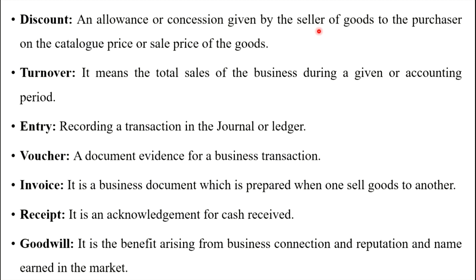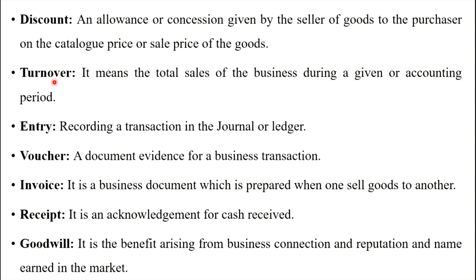Trade discount is an allowance given on catalog price of the goods. And remember one thing, trade discount does not appear in the books of account separately. Another discount is cash discount. Cash discount is an allowance given on sale price to encourage the prompt payment of cash, and this is recorded separately in the books of account. Remember, cash discount and trade discount.